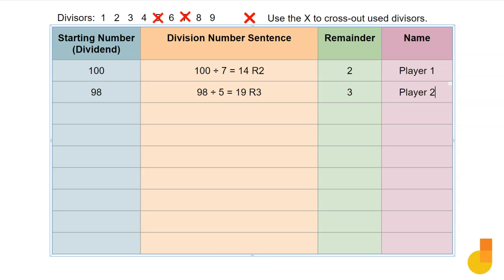Play continues until all divisors have been used up at the top here, or if the dividend is too small to be divided, and still get a quotient of a whole number. Each player will then add up their remainders, and the player with the larger sum is the winner.